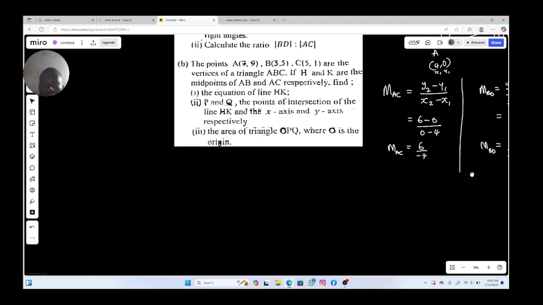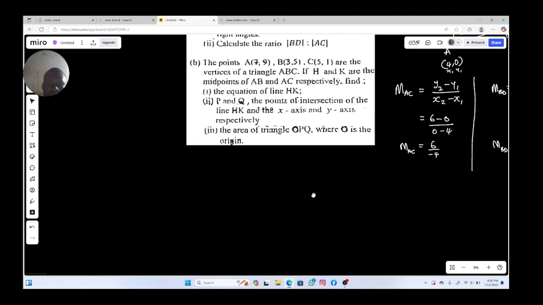Okay, let me do B here. So for B, let's get the length of line BD. In lines, this thing doesn't mean magnitude. It's in vectors that it means magnitude. But in lines, it's just the length of the line.